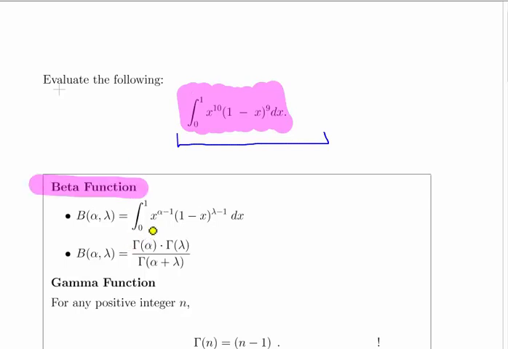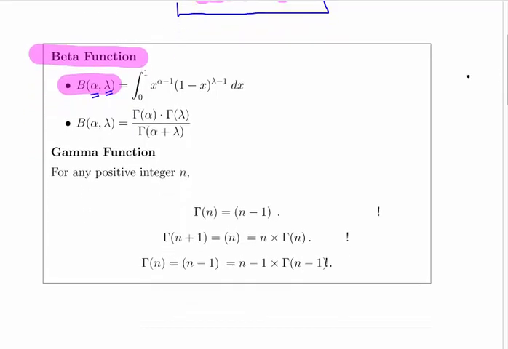So you can sort of see the shape there, x to the power of alpha minus 1 times 1 minus x to the power of lambda minus 1, where the beta function is parameterized by the inputs alpha and lambda. By the way, I'm just picking those as general notation. It doesn't really mean anything. Now the beta function of alpha and lambda can be written as the product of the gamma function of alpha times the gamma function of lambda divided by the gamma function of alpha plus lambda.